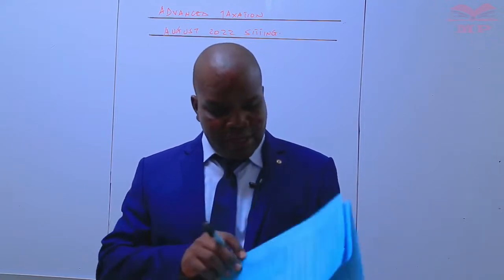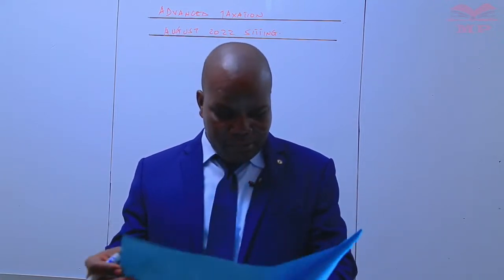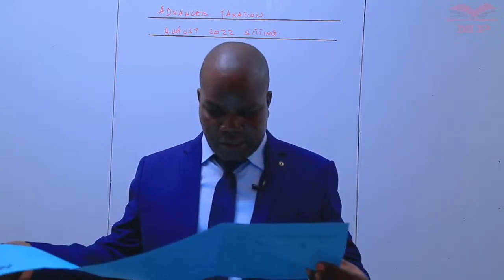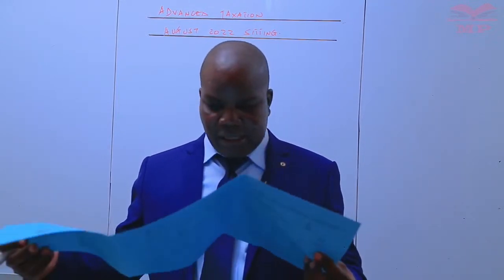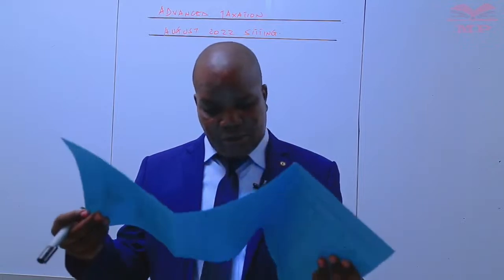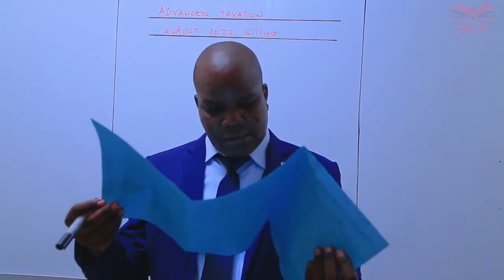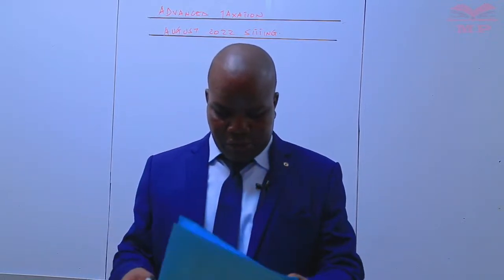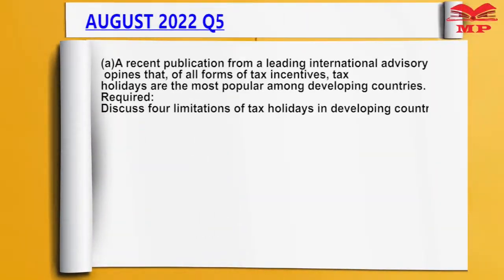So question 5 has 3 parts, that is part A, B, and C. Part A and B are theory questions, then part C is a computation question. So part A says, a recent publication from a leading international advisory group opines that of all forms of tax incentives, tax holidays are the most popular among developing countries.